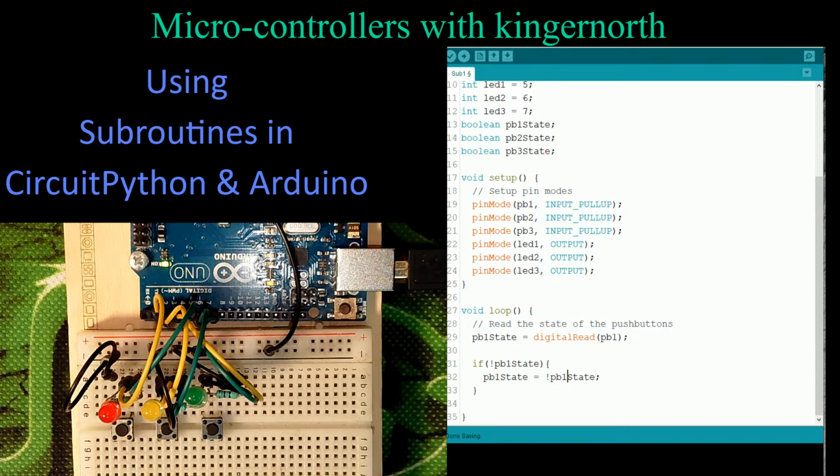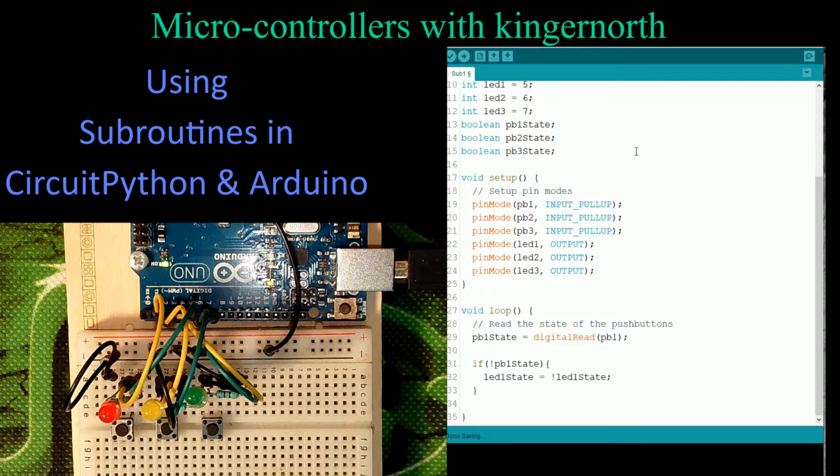Actually, it's not PB1 state I want to do, sorry. My fault, I want to do LED1 state, because I'm going to leave that switch either on or off. So LED1 state. What I'm going to do is flip the state of LED1. Well, LED1 state doesn't exist yet. We didn't create it up top here. We didn't create it in our program.